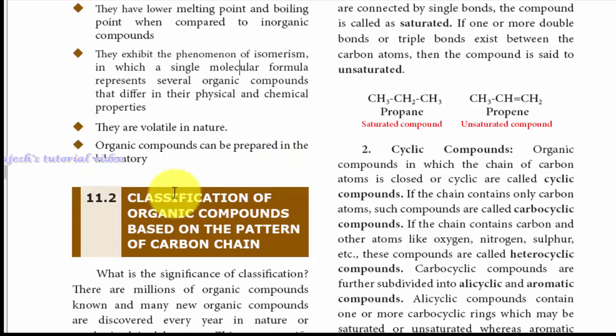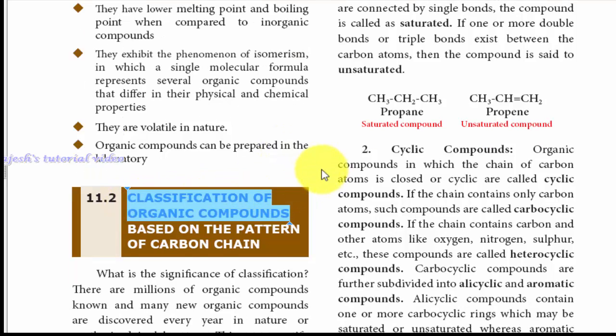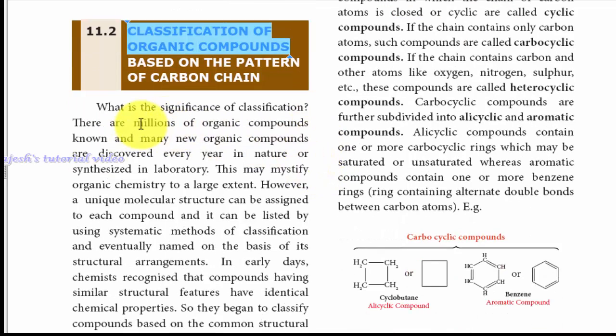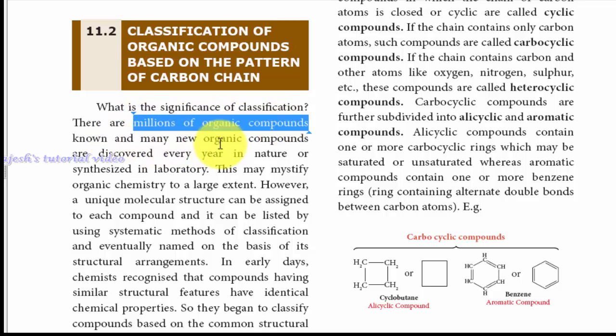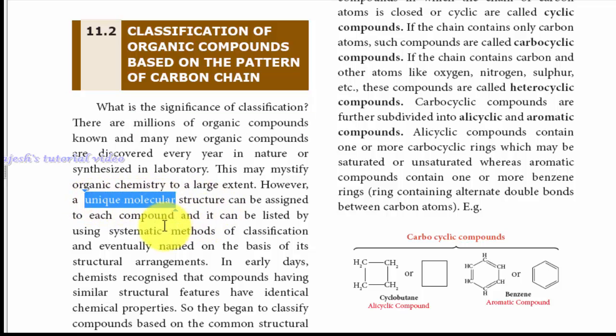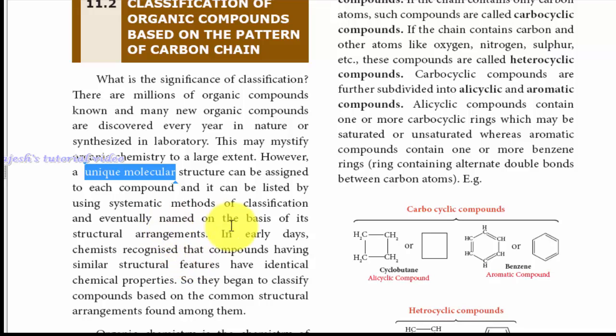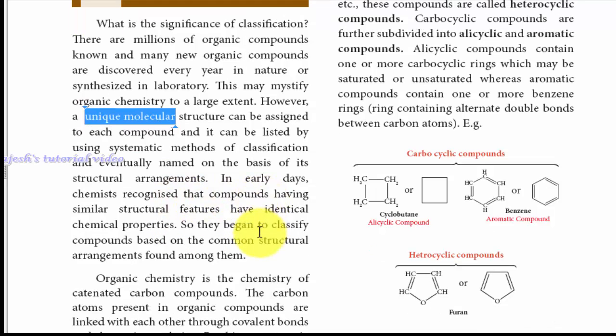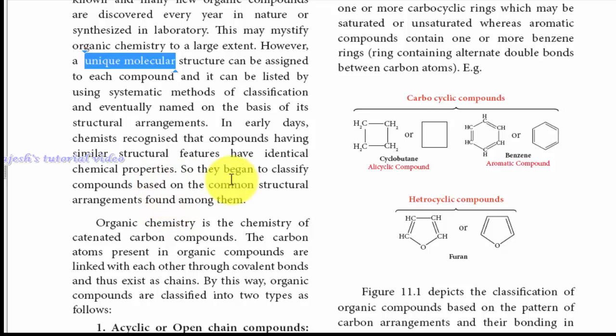Next, coming to the classification of organic compounds. Why should organic compounds be classified? Because we have an enormous number of organic compounds. They should be assigned a unique molecular structure and classified systematically. Only then can they be named based on their structural arrangements. It became necessary because in early days chemists found that compounds which have similar structural features had identical chemical properties. So they started classifying compounds based on their structural arrangements.